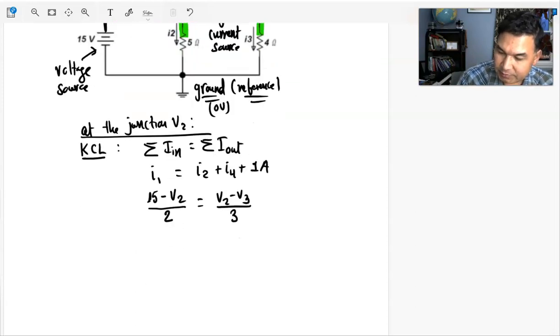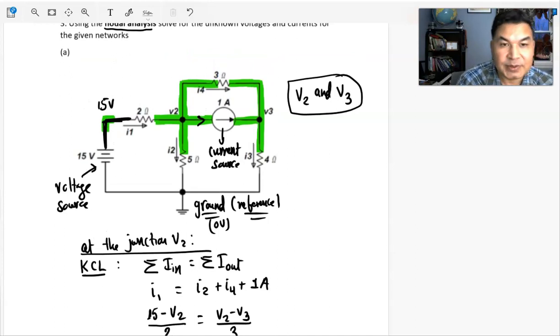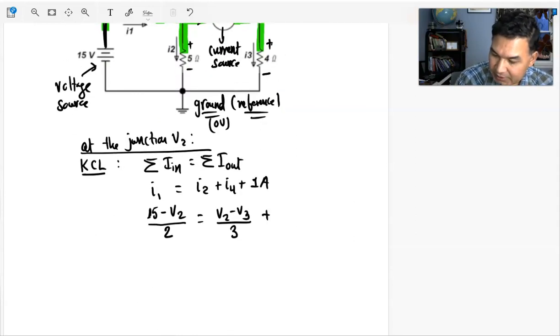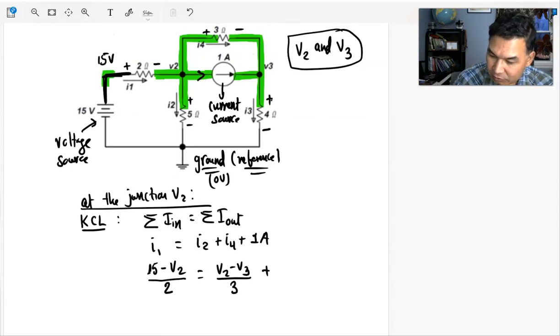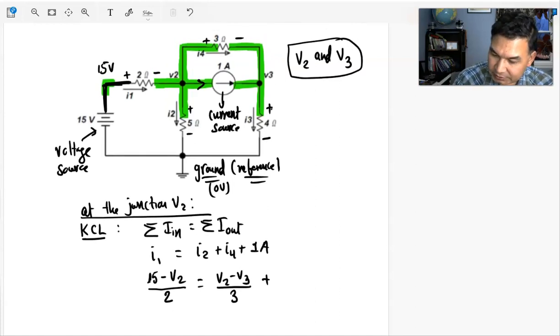But depending on the direction of the current that you are given, make sure first to write down all the polarities, positive and negative, because the conventional current always goes from the positive side to the negative side. Make sure to do that. Plus I4. How do you write down I4? I4 right here is V2 minus V3.